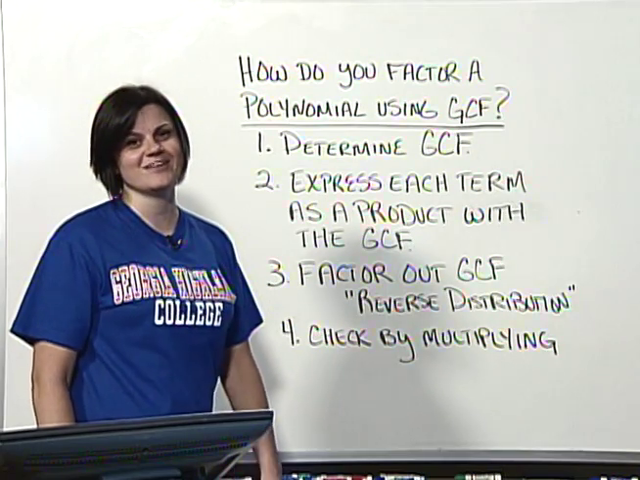Let's take a look at an example. Let's take a look at the example problem. 27x squared y cubed minus 9xy squared plus 81xy. So we'd like to factor this trinomial using the GCF method. The first step in the GCF method is to determine the GCF for all the terms.